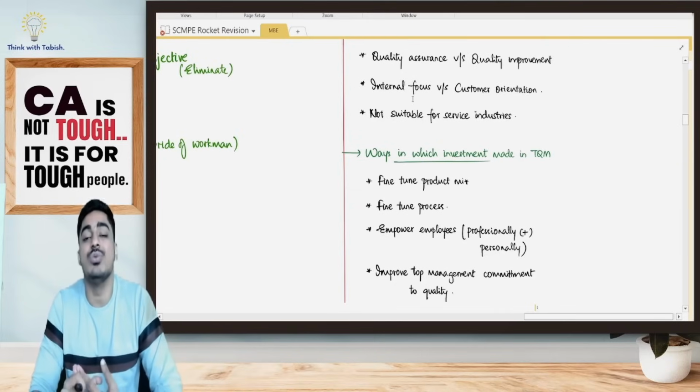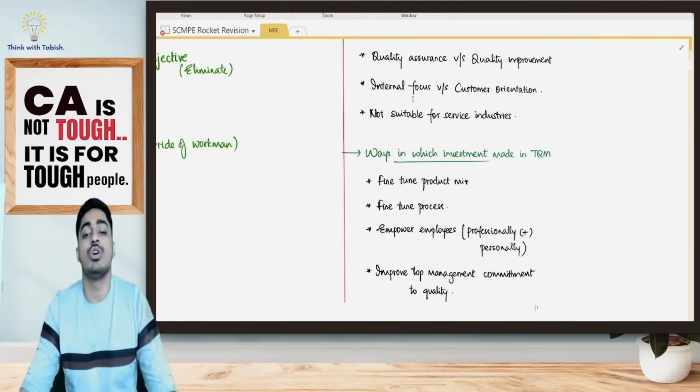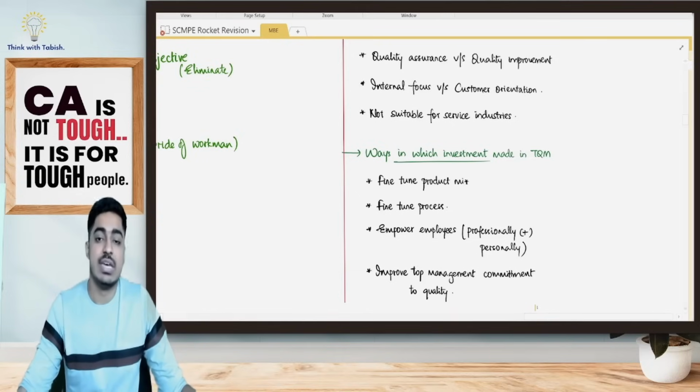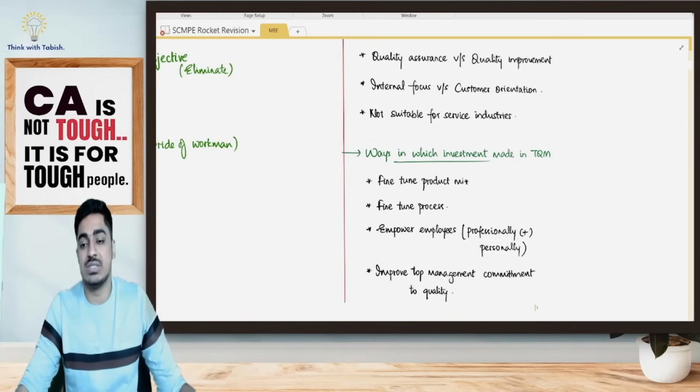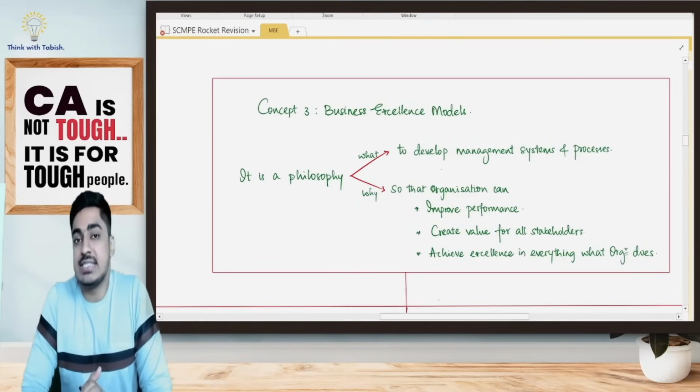You can fine-tune your product mix or your process. You can empower your employees. And you have to improve your top management commitment to quality. This was our TQM, my dear students. Next, we have concept 3, which is business excellence model.